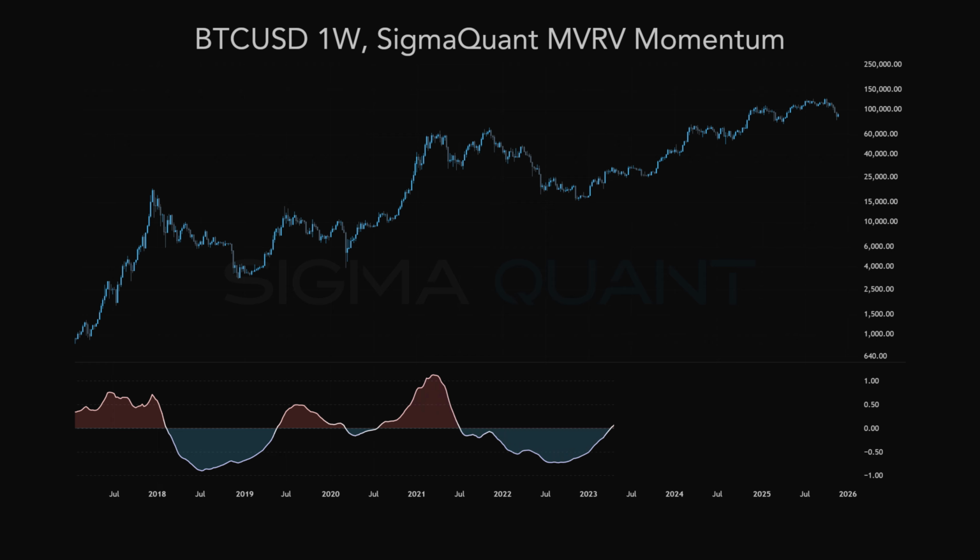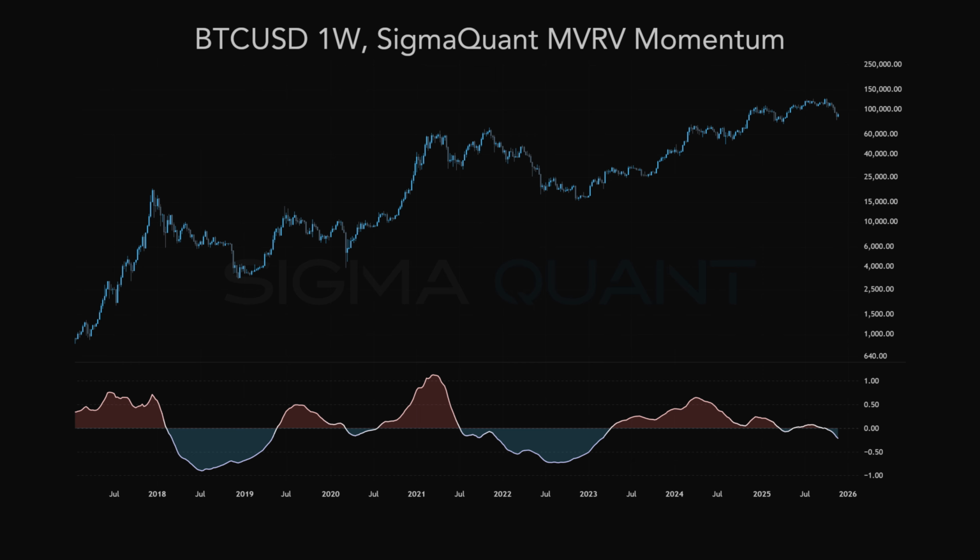Market value is just price times supply. Realized value is something different. Realized value represents the aggregated cost basis of all coins in circulation, based on their last on-chain movement. This means MVRV compares today's price to the price at which each coin last moved, which is a proxy for the market's collective cost basis.